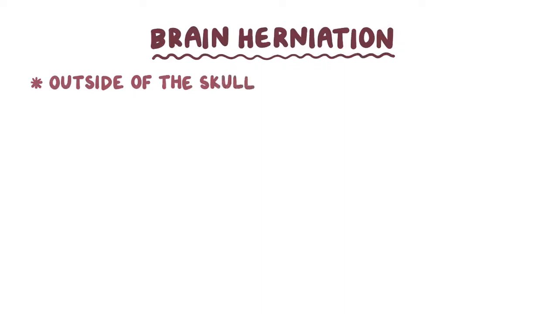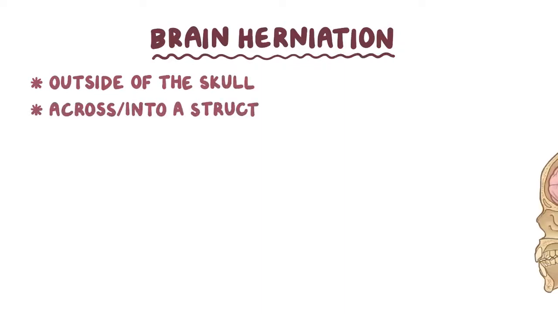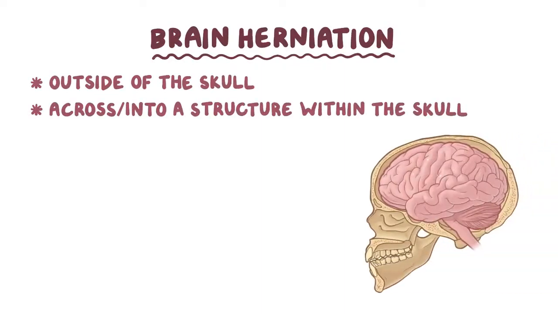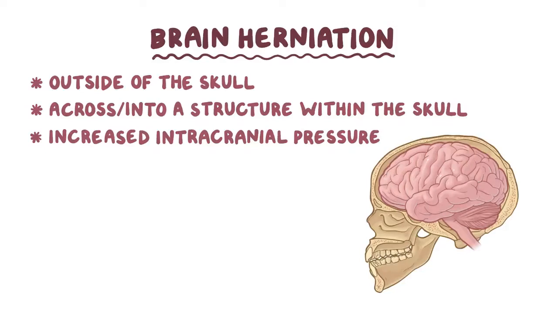Brain herniation is what it's called when some brain tissue moves outside of the skull, or moves across or into a structure within the skull. Brain herniation typically happens in response to increased intracranial pressure, which refers to a high pressure within the skull. An intracranial pressure above 15 millimeters of mercury is considered high.